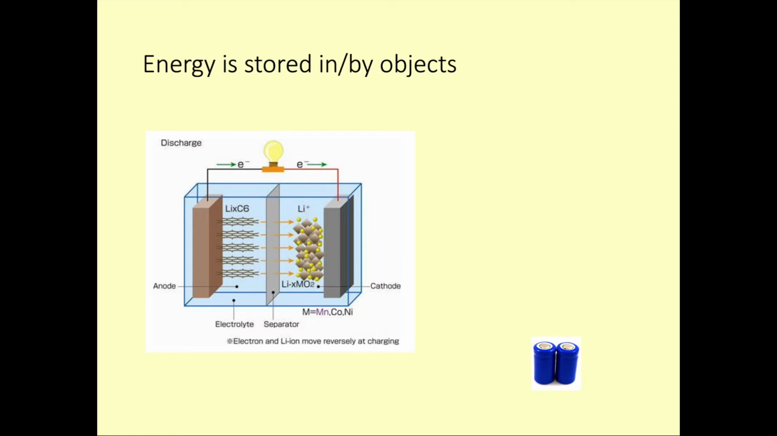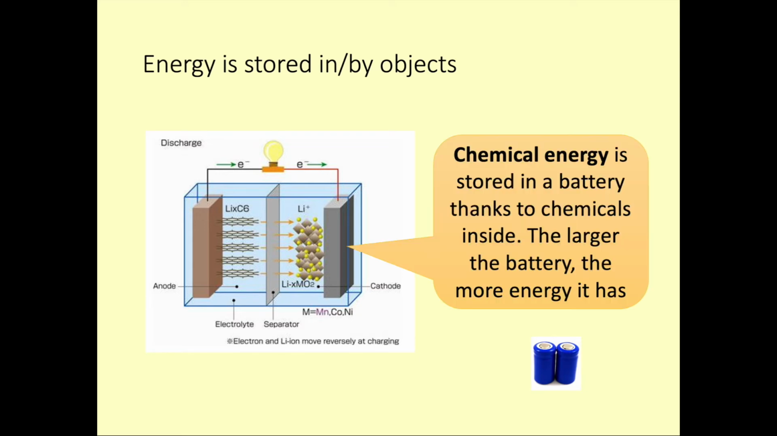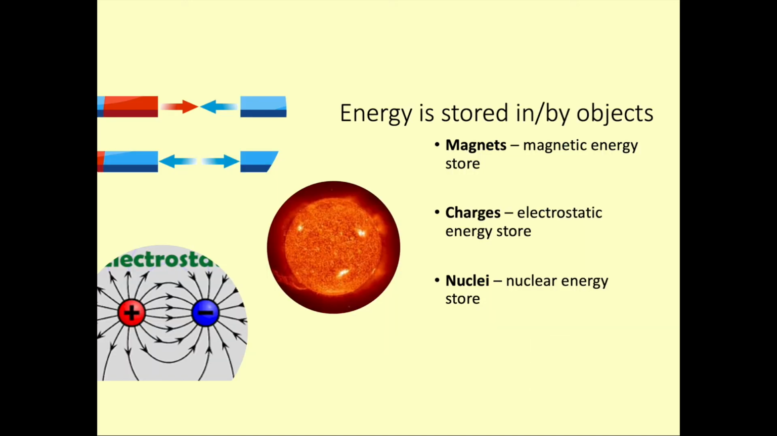And jumping across to our other science, chemistry, chemical energy, which is stored in batteries, that is due to the chemicals that are stored inside it. This is something that triple chemistry students will learn more about in year 10 or 11. So the larger the battery, the more chemicals it has in it, and therefore it is a larger store of chemical energy. And then our final three are quite similar, particularly our magnetic and our electrostatic.